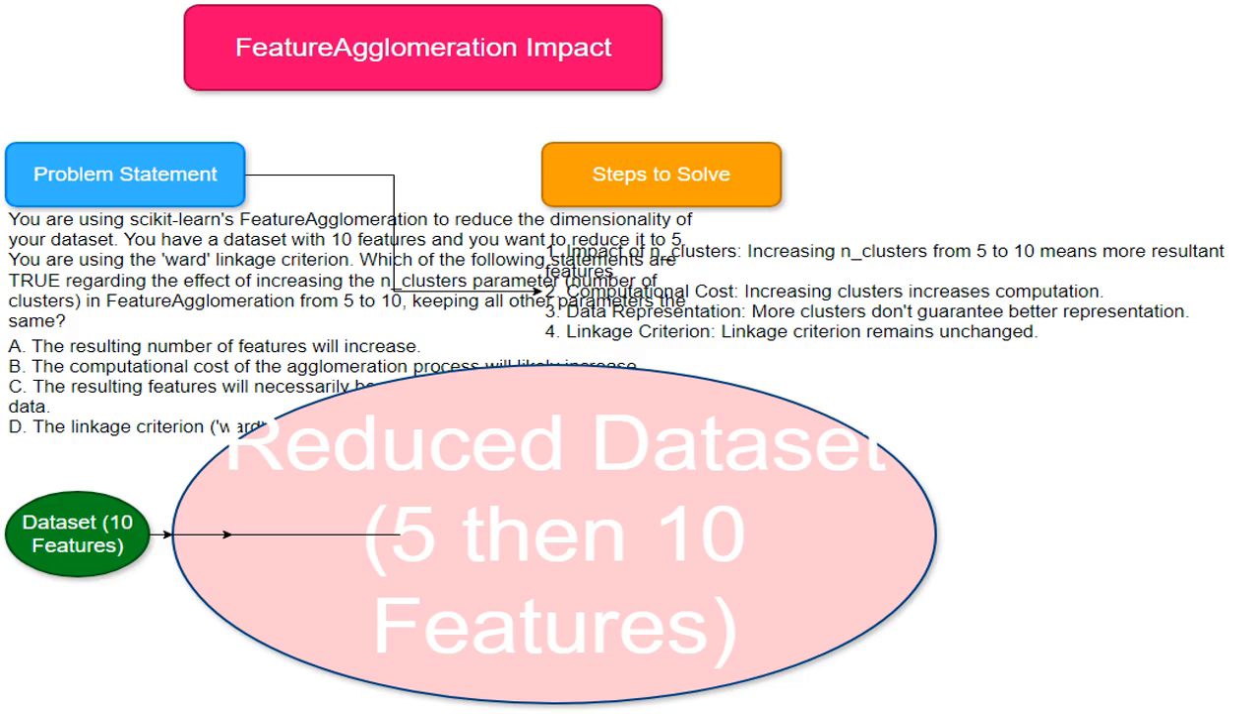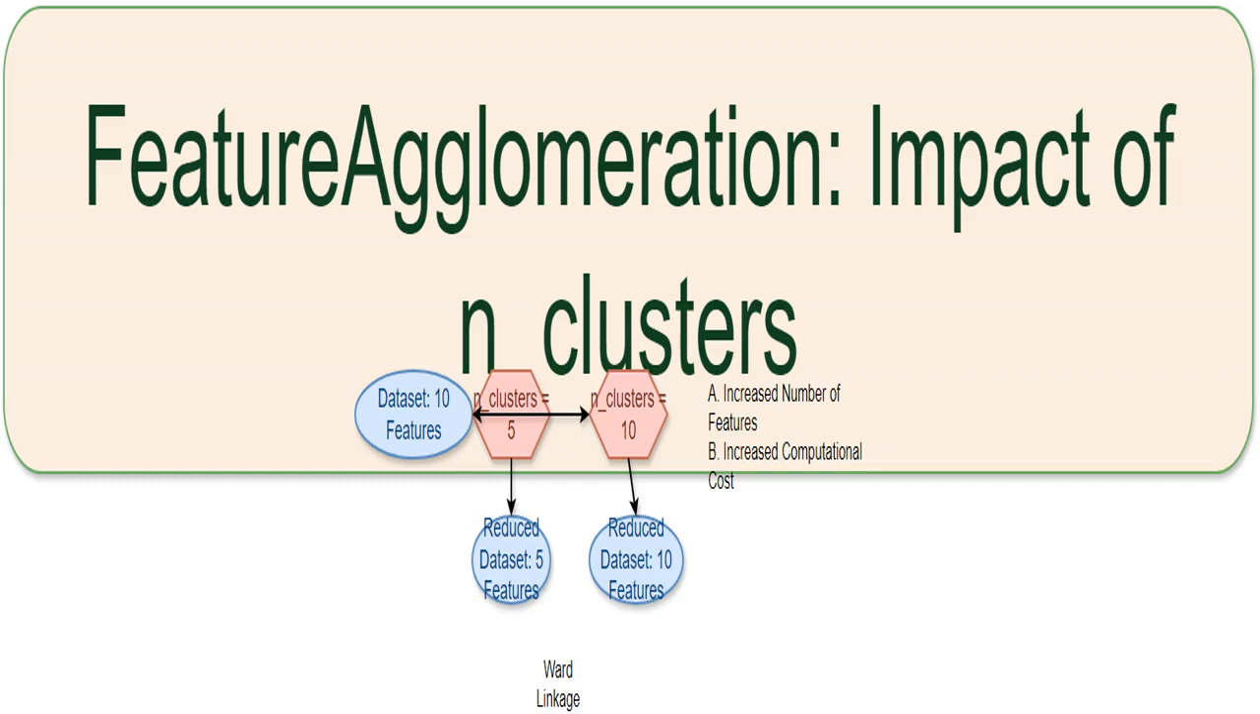The outcome will be a reduced dataset, first with 5 features, after the initial aggregation to 5 clusters, and then with a potentially different number of features, after increasing the clusters to 10. This depends directly on how many groupings feature agglomeration creates. I'm exploring how changing the number of clusters in feature agglomeration affects the results.